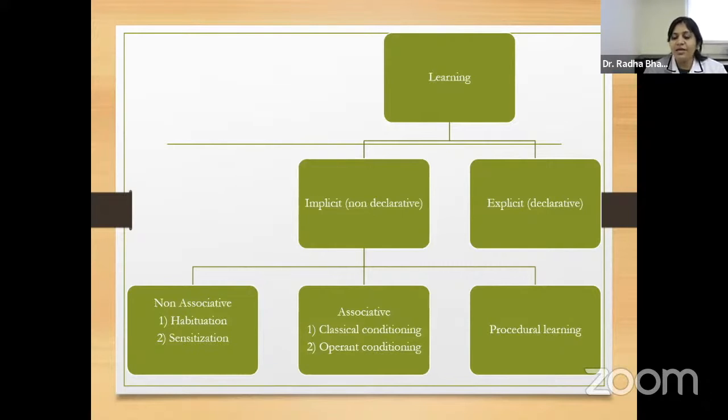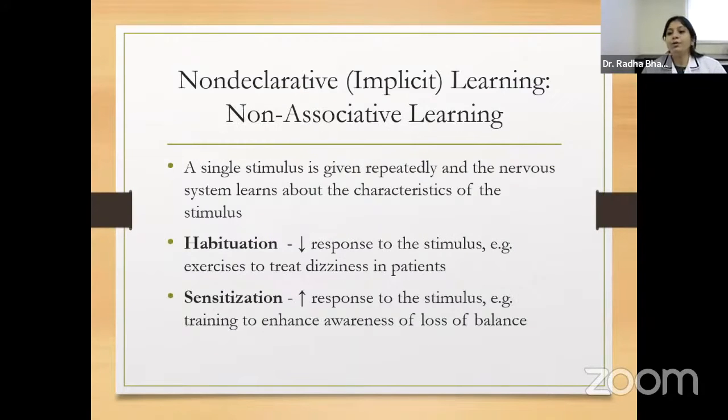Implicit is again divided into non-associative, associative, and procedural learning. We are going to see each one of them briefly. When we talk about non-declarative, which is implicit learning, we start with non-associative learning. As the name itself says, it is non-associative. There is no association.